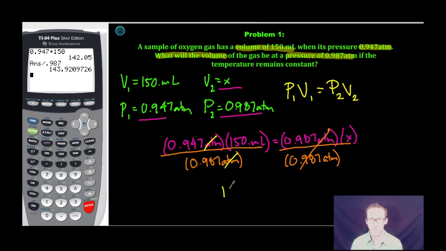My answer of 144 milliliters, when rounded to 3 significant figures, makes sense. I expected a decrease in volume because my pressure increased. Again, don't forget sig figs, don't forget correct units, and don't forget on the free response to show your work.